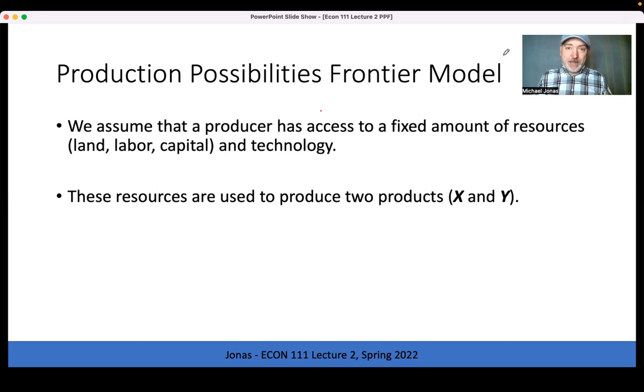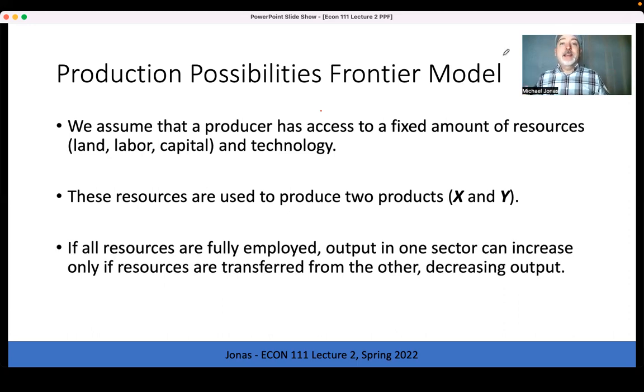We're going to vastly simplify this process by saying, let's assume that the producer that we are considering has only two options for what to produce. You can produce product X or product Y. Don't worry, the conclusions that we'll be able to draw here will generalize to a more realistic case, but it makes it a lot easier to keep it two-dimensional for being able to draw a graph.